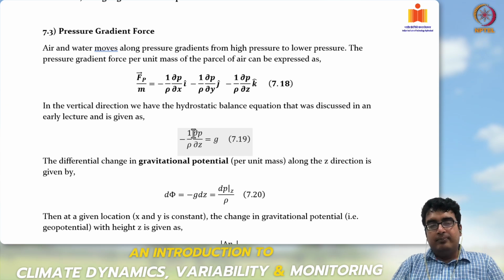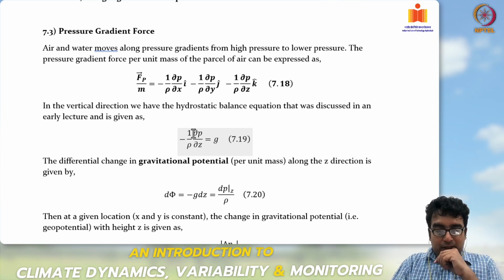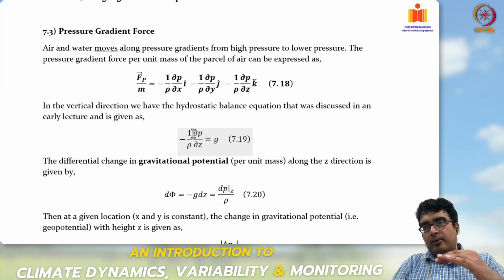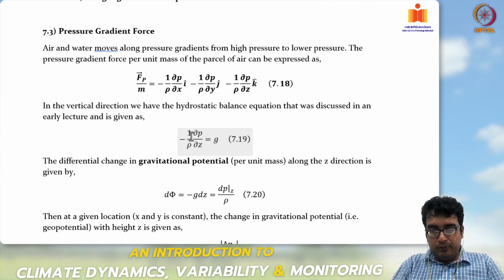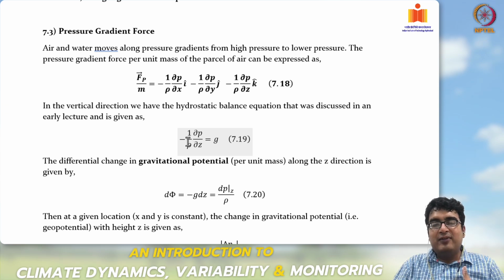Now, what about the pressure gradient forces in the x and the y direction? How do we get them? Here, we can make some interesting simplifications by drawing isopressure surfaces along with height at any point above the ground. So let's understand how this works by first looking at the gravitational potential.